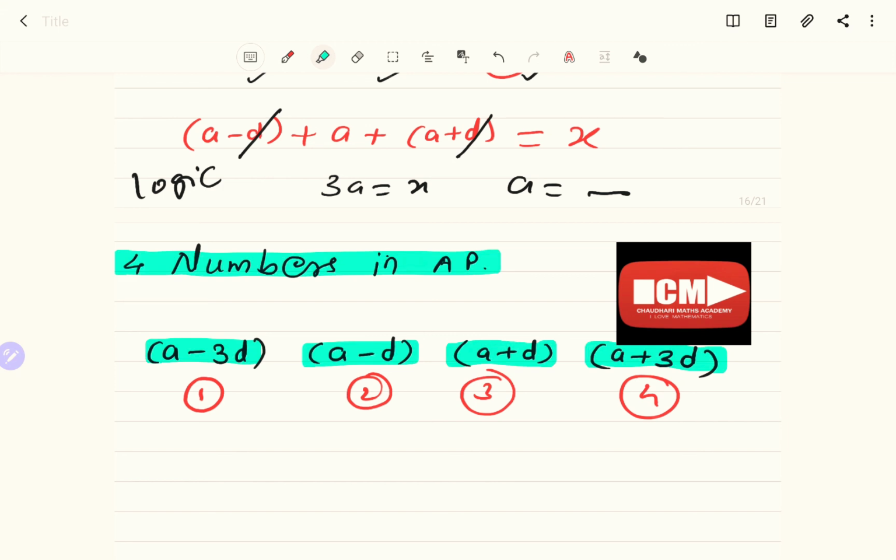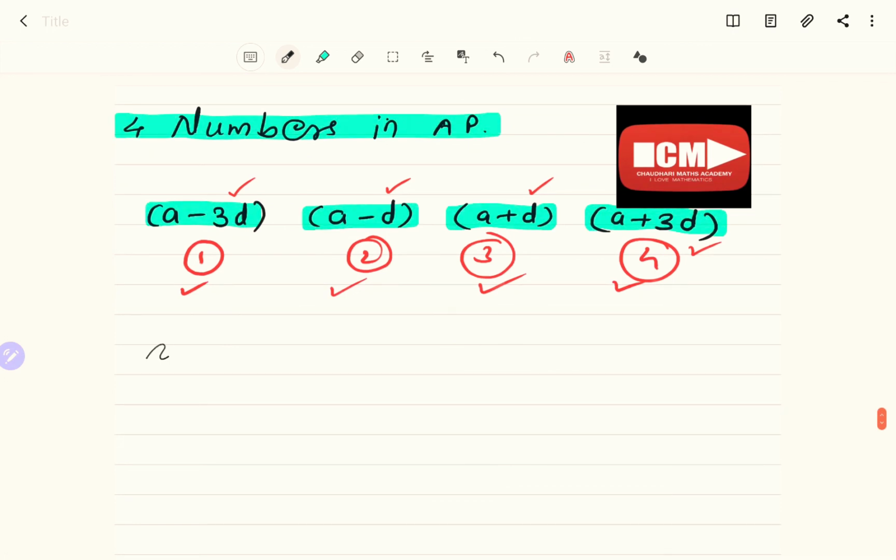See what will happen if you add these four numbers. The D cancels. If you observe, when you add these numbers, minus 3D cancels with plus 3D, minus D cancels with plus D, and that leads to the value of A, and A will give you the value of D. Once we know A and D, we can easily find all four numbers. The logic is exactly similar to three numbers in AP.